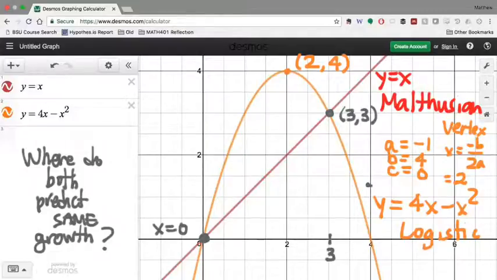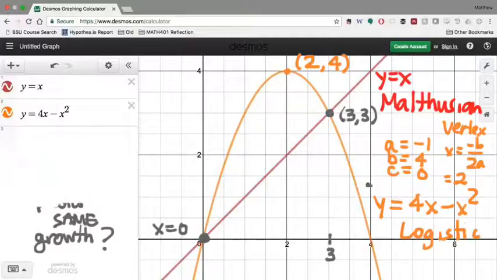How would I answer that question? How would I be absolutely sure? Because graphs only ever provide us with approximate answers. We don't know that maybe this isn't like 2.98 comma 3.06 or something like that, right? How could we find that answer analytically? Using the formulas for these models. Set them equal to each other? Set them equal to each other, exactly.